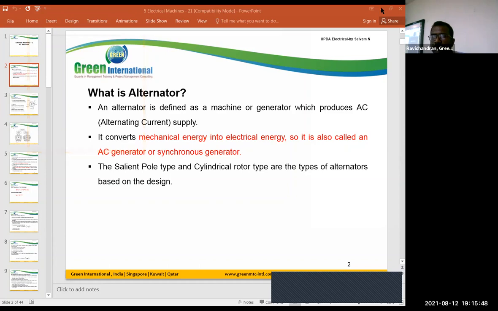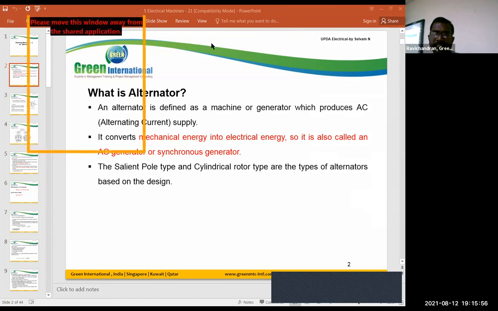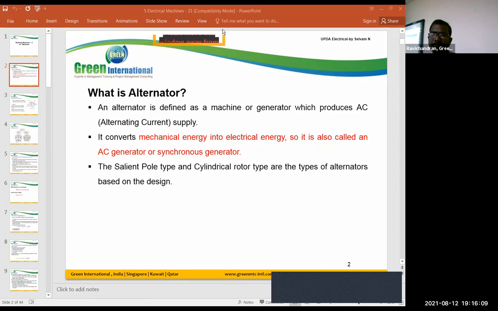So today we discuss the AC machines: alternators, synchronous motors, and induction motors. First we start with the alternator. The alternator is used to convert mechanical energy into electrical energy. That electrical energy is in the form of AC supply, an alternating quantity.